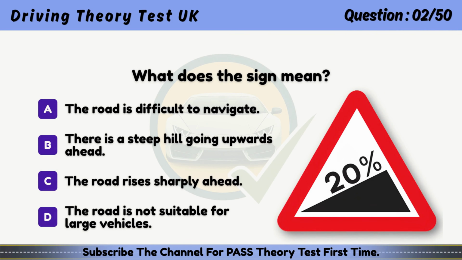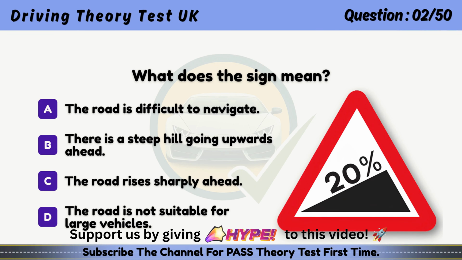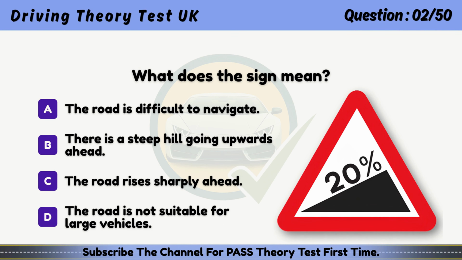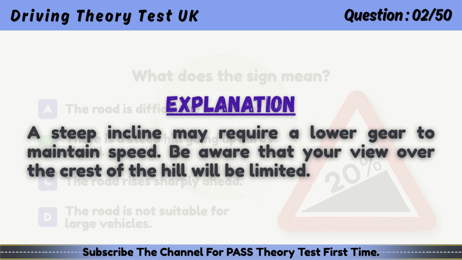Question 2. What does the sign mean? Option A. The road is difficult to navigate. B. There is a steep hill going upwards ahead. C. The road rises sharply ahead. D. The road is not suitable for large vehicles. Answer is B. There is a steep hill going upwards ahead. A steep incline may require a lower gear to maintain speed. Be aware that your view over the crest of the hill will be limited.